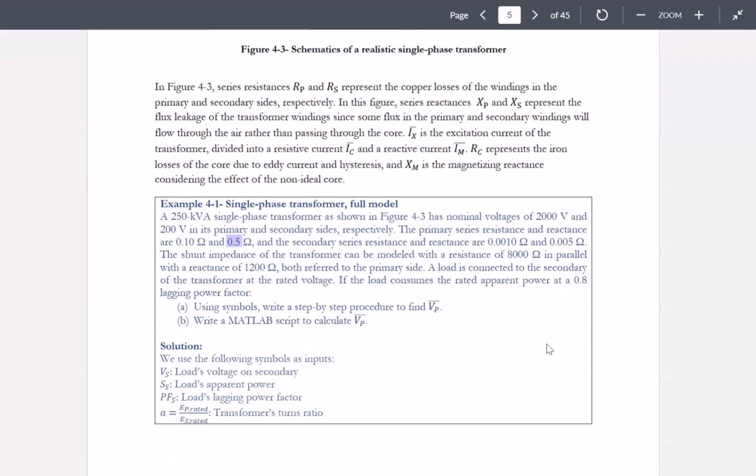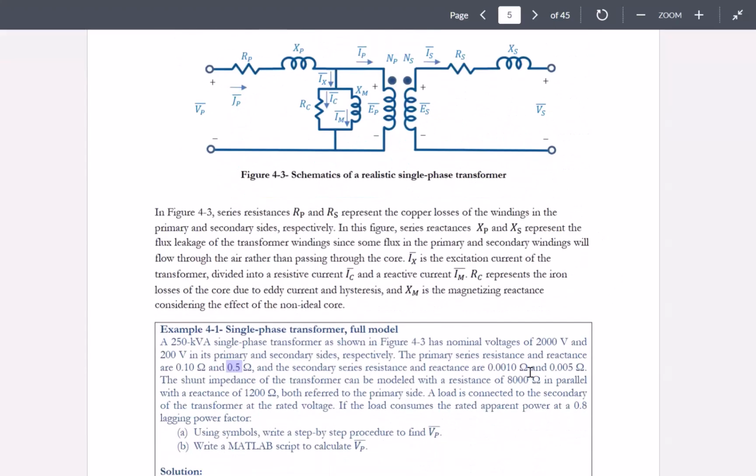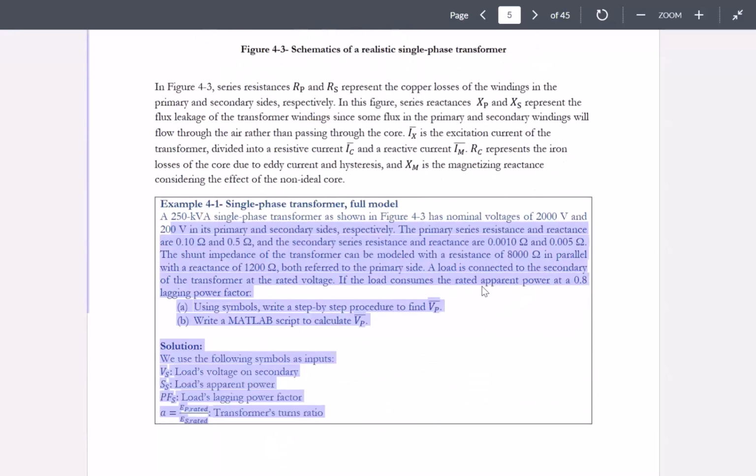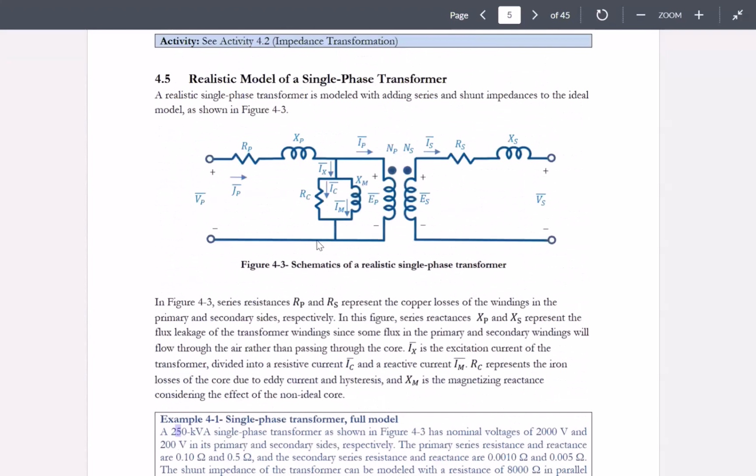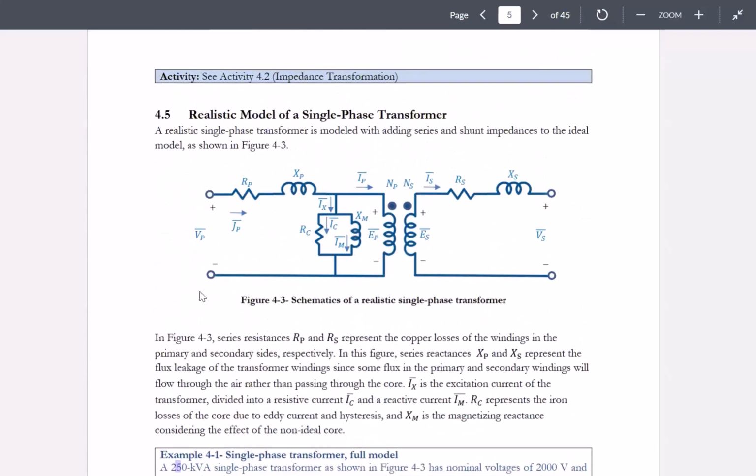A load is connected to the secondary of the transformer at the rated voltage. So a load is connected here at the rated voltage. What is the rated voltage? On the secondary side, that's 200 volts. If the load is consuming the rated apparent power, which means this much apparent power, at 0.8 lagging power factor, we want to use a step-by-step procedure to find VP. And then after that, write up a MATLAB script to evaluate VP.